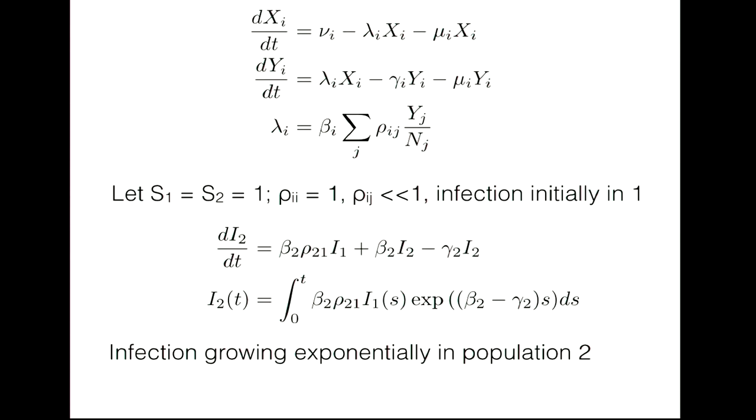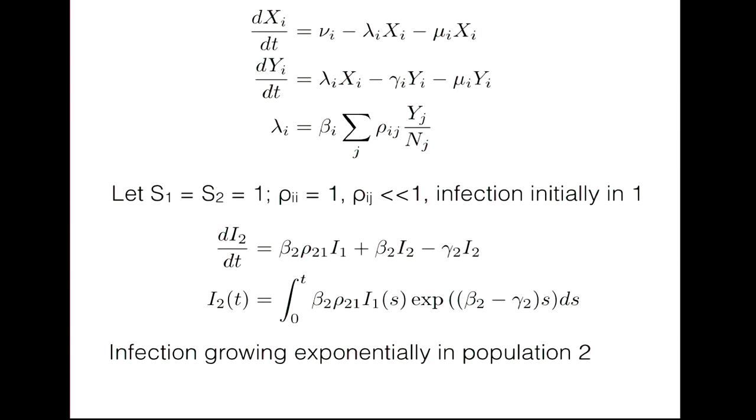So you can look at simple solutions of these. For example, if you take S1 and S2 to be close to 1, that is 1 minus epsilon, and you take rho_ii equal to 1, so you look at the strongest connections within a particular population, but rho_ij, where I and j are different, is much smaller than 1. When you start off with infection initially in 1, you ask what happens to the population in 2. If you look at these equations, there is a term that involves simply I2.